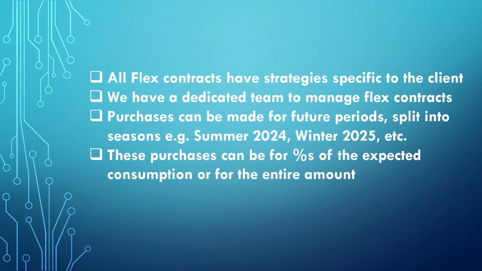When we create flex contracts for a client, we will have a specific strategy for each client, as well as a dedicated team to manage the contracts. Purchases for a flex contract are often made for a seasonal period. You can buy for 6 month blocks at a time, e.g. summer 2024 or winter 2025. And these purchases can be made for the entire expected consumption or just for chunks at a time, depending on how the market is moving.